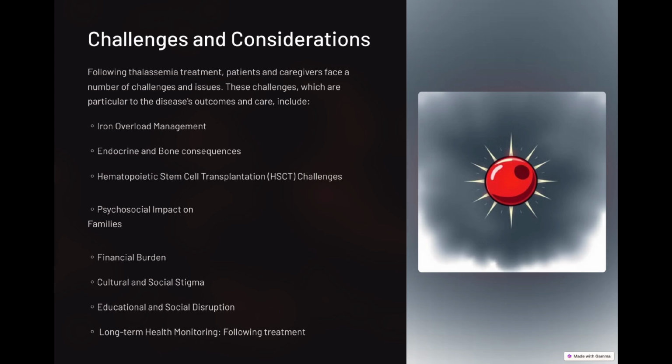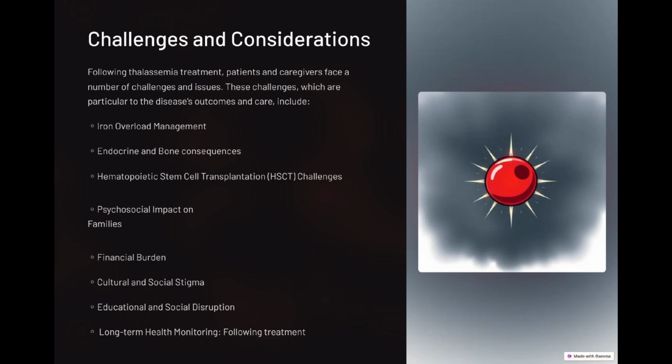Endocrine and bone consequences. Patients with thalassemia, particularly those getting long-term transfusions, may experience consequences such as delayed growth, bone abnormalities, and endocrine dysfunction such as diabetes or hypothyroidism. These issues demand extra medical procedures, increasing the medical and financial strain on families.